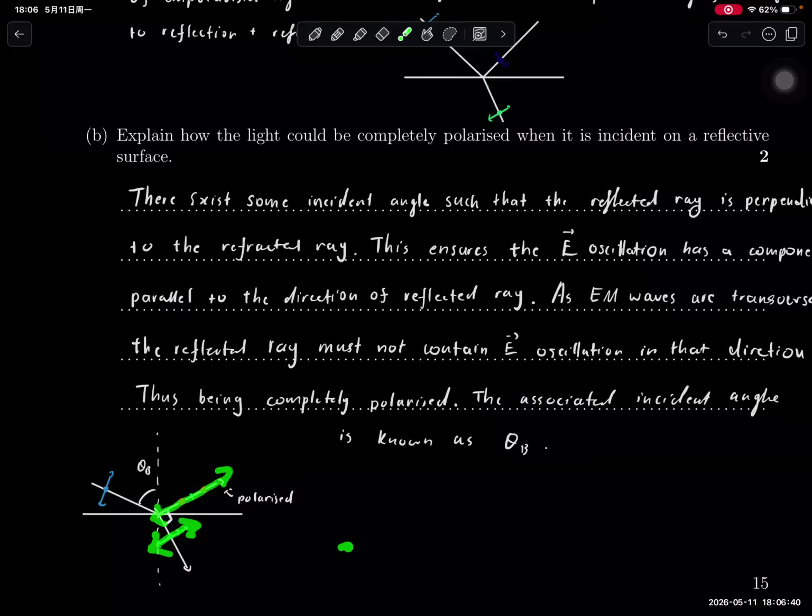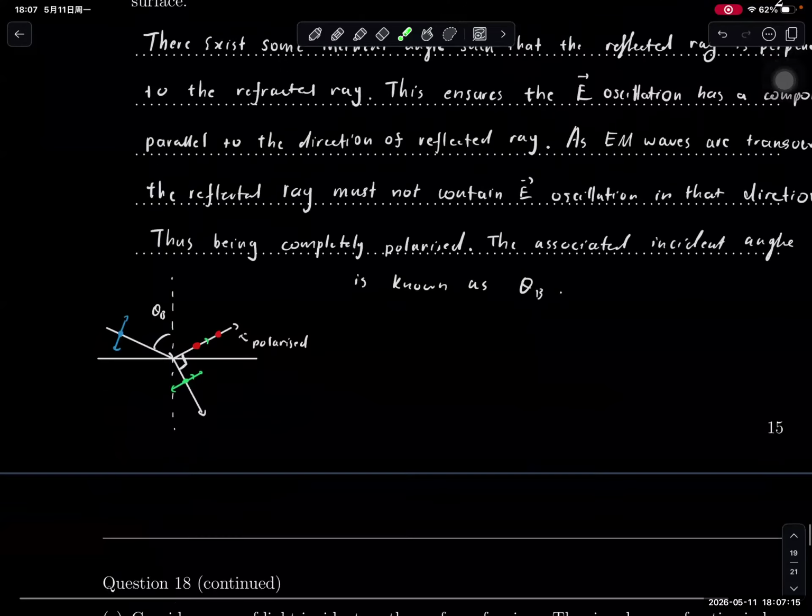But electromagnetic waves are transverse, which means the reflected beam must not have any electric field oscillation in this direction, which means it can only have an electric field oscillation into the page and out of the page. And that becomes polarized, because now the electromagnetic wave oscillates horizontally. So you can polarize it like this. At what incident angle? We call this angle theta B. B stands for Brewster's angle.